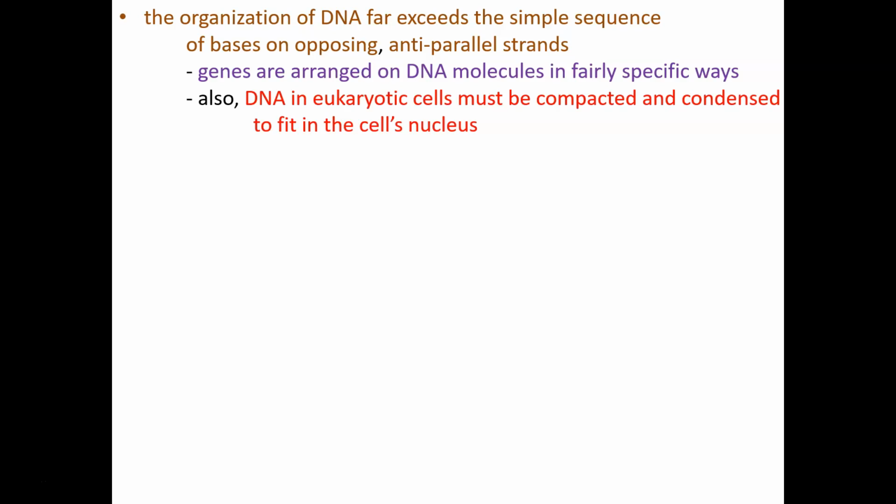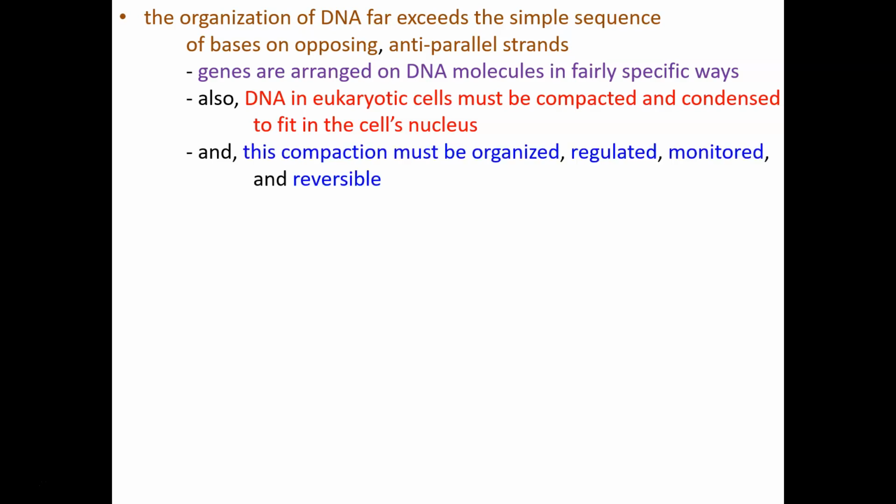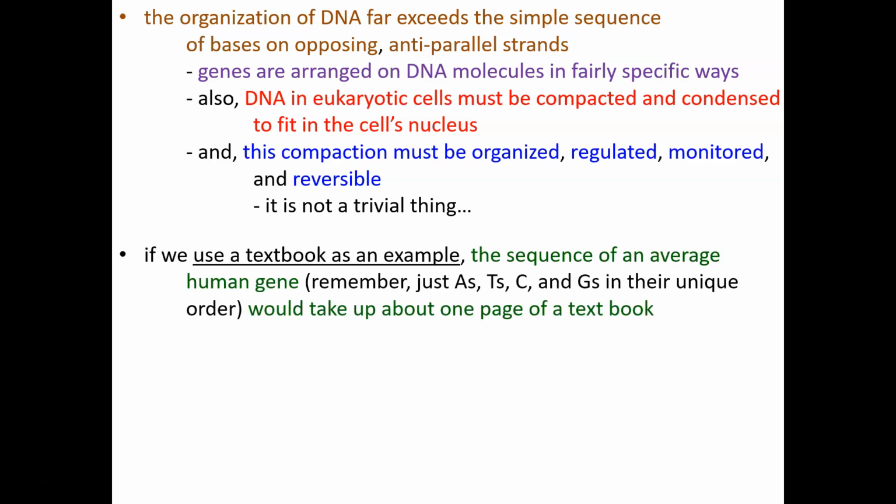Also, DNA in cells such as ours, in eukaryotic cells, has to be compacted in order to fit in the nucleus. We'll get back to this in just a bit, but we actually have 6 feet of DNA in every single cell in your body, and you've got about a trillion cells in your body. So that's 6 times a trillion. You've got 6 trillion feet of DNA in you right now, and that requires a great deal of compaction. This compaction of DNA has to be organized, regulated, monitored. It has to be reversible so DNA can be accessed. It's actually a beautiful and elegant process, this compaction of DNA.